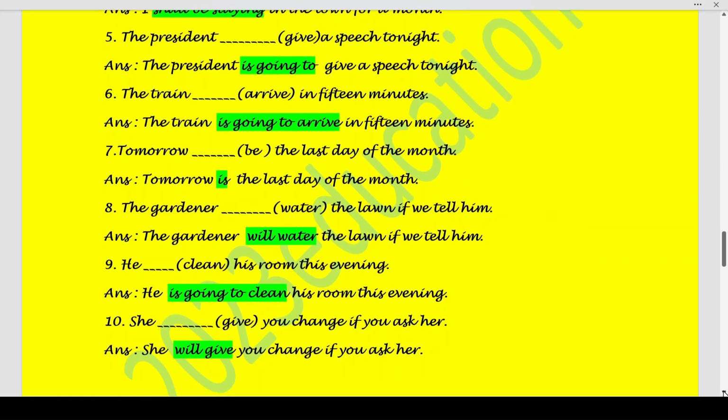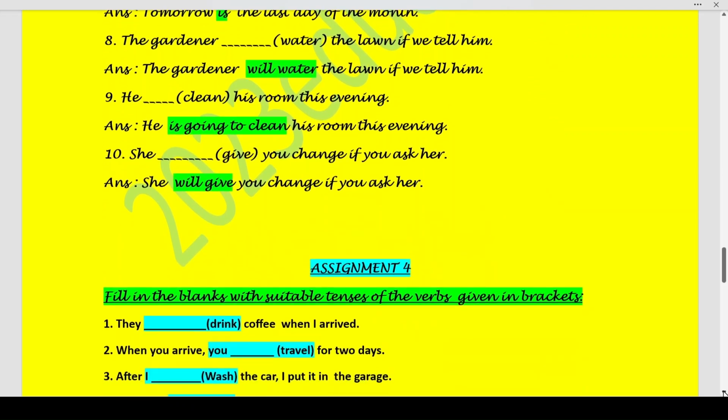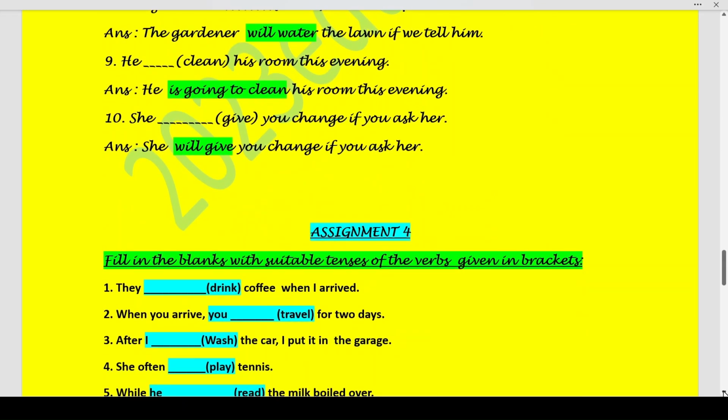He is going to clean his room this evening. Now, this evening is in the future, so is going to clean. She will give you change if you ask her. She is followed by will. I and we only we use for shall.